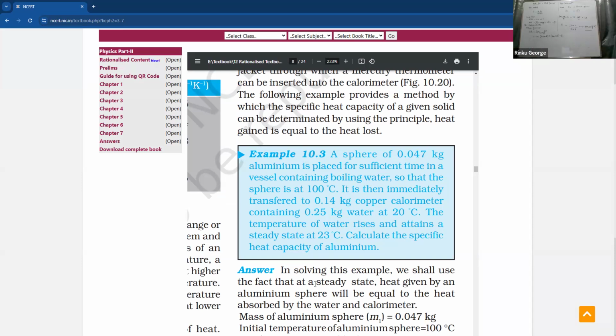What is the example? Example 3. Read the question and do it.